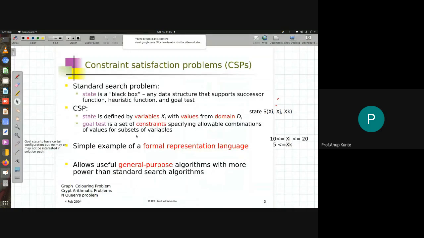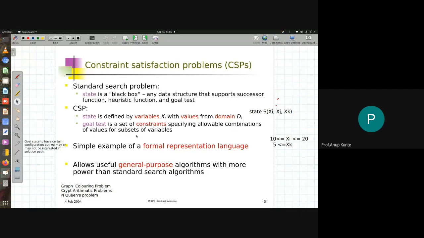So, if you remember last week, last Wednesday itself, we were talking about a certain category of AI problems which are referred to as constraint satisfaction problems. These we are learning along with the state space search problems, but the way these problems are defined is a bit different.